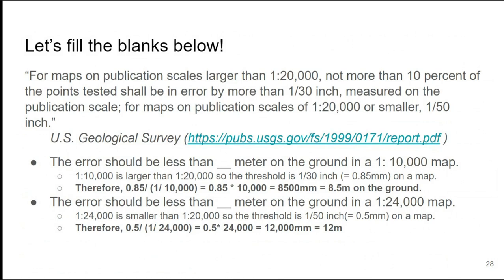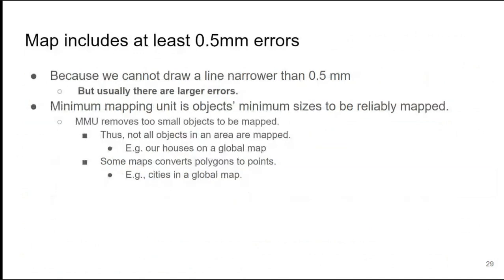Next, the error should be less than x meters on the ground in a 1/24,000 map, and the scale is smaller than 1/20,000, so the threshold is 1/50 inch, which is equivalent to 0.5 millimeter on a map. Therefore, the error on a ground measurement is 12 meters. Naturally, because we cannot draw a line narrower than 0.5 millimeter, we estimate that error is always included in any map. But usually there are larger errors than 0.5 millimeter in a map scale.